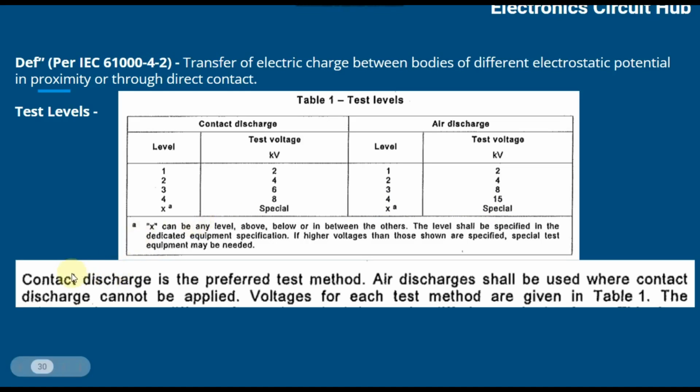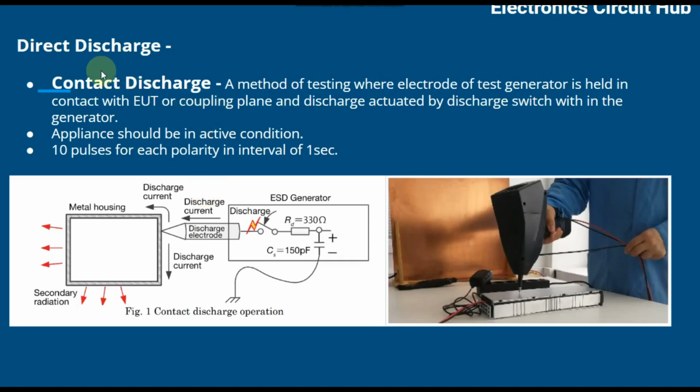So what the IEC standard says is that contact discharge is the preferred test method. Air discharge shall be used where contact discharge cannot be applied. The voltage for each test method is given in this table. So the preferred method is contact discharge. Wherever you cannot apply contact discharge, you can go with air discharge, because contact discharge is more severe than air discharge. Okay, so let us understand there are two types of ESD discharge.